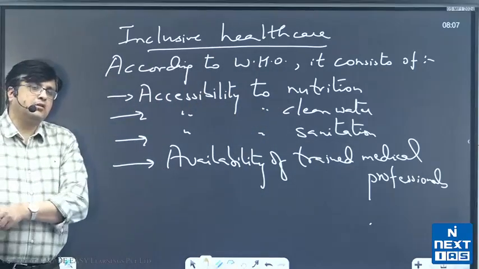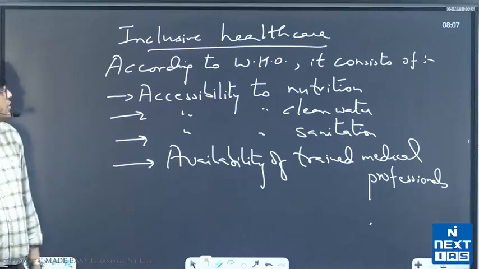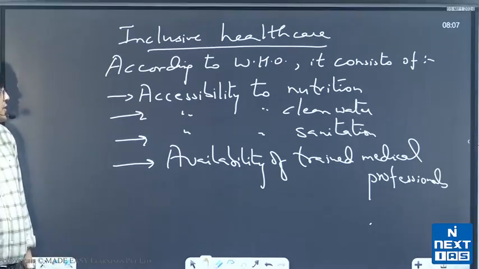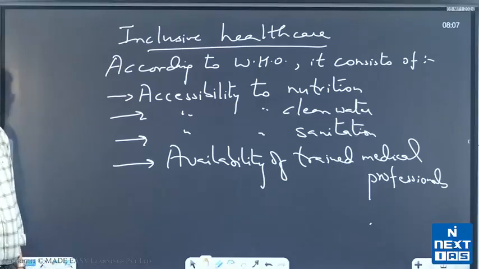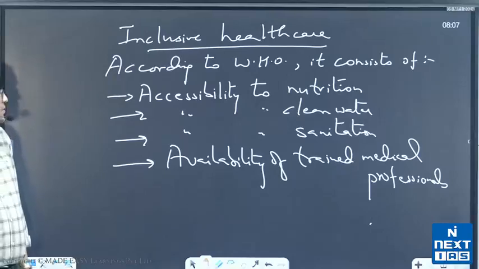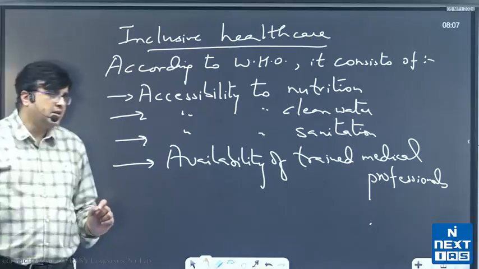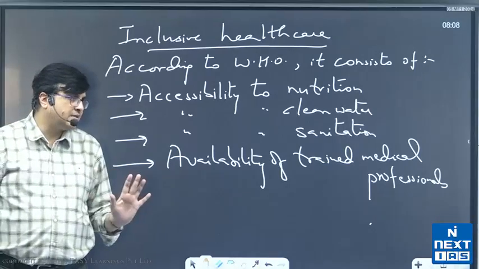These are the four criteria that WHO, the World Health Organization, establishes: if a country has these four criteria met, then it is having inclusive healthcare. All right, accessibility to nutrition, accessibility to clean water, accessibility to sanitation, and availability of trained medical professionals. So these are the four criteria that they list.